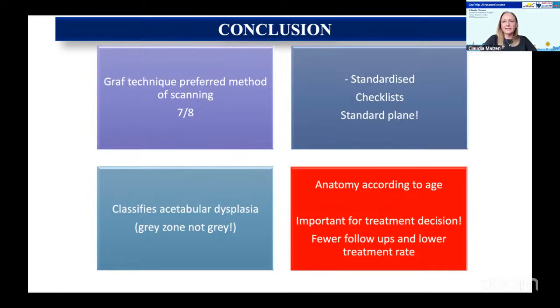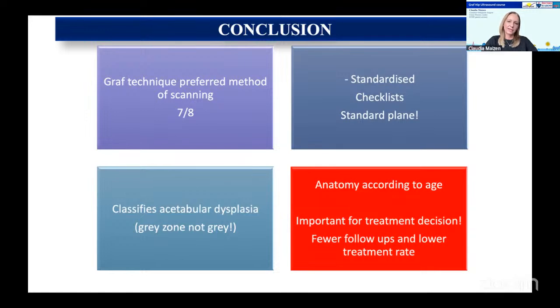It's because it's standardized, it has clear checklists, so it means it's auditable, and we have a standard plane that can be checked by anyone, and a hip ultrasound picture can be evaluated and diagnosed even if you haven't been present at the time of scanning. It classifies the acetabular dysplasia. You don't have any gray zones, and you can very clearly define whether a hip is normal or abnormal or just immature, and it will develop as the baby is getting older. It takes the anatomy into account according to age, which is very important for your treatment decisions.